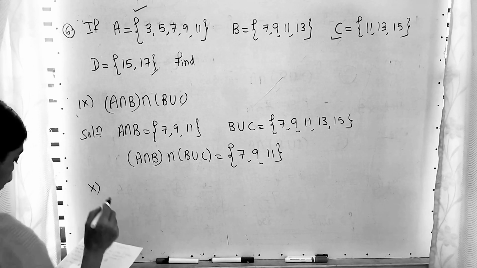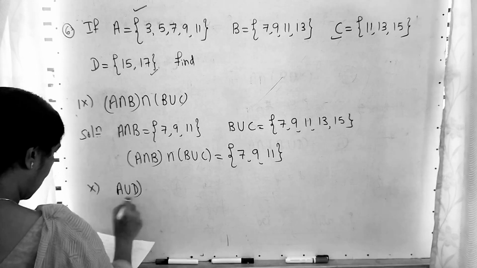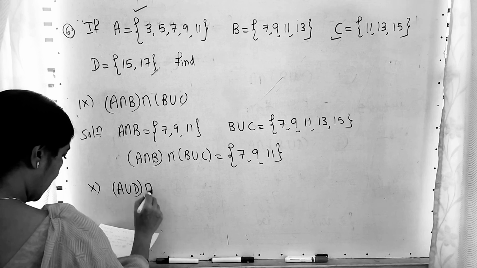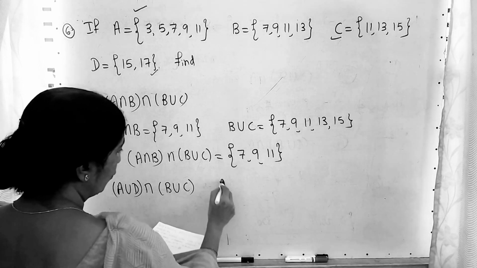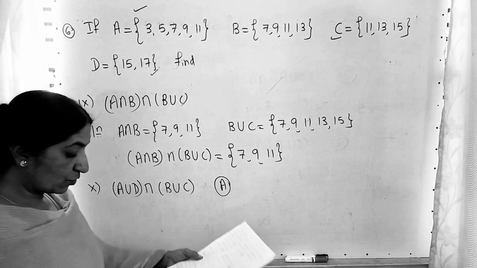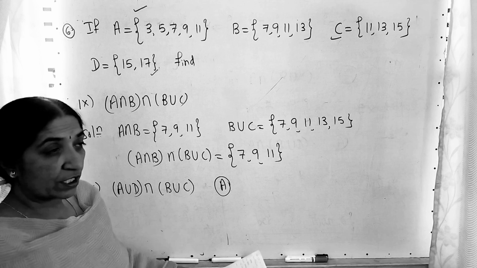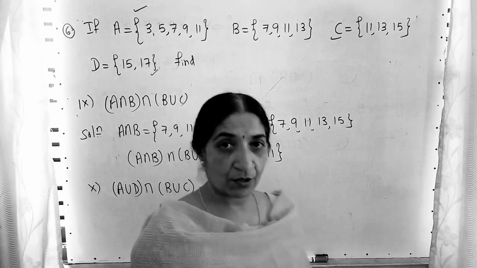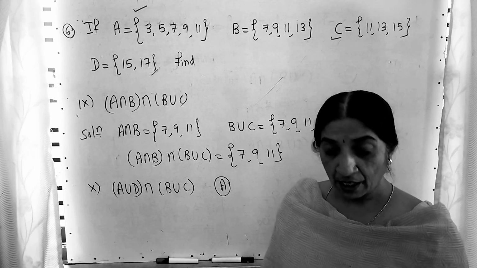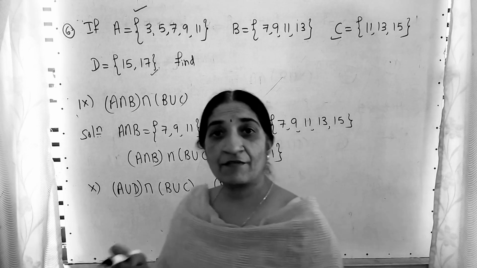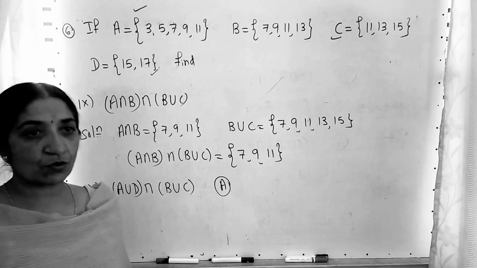Now moving to the 10th one. The 10th question is A union D intersection B union C. This question is an assignment. See, students, is it simple or what? Yes, the questions are very simple. There are 12 main questions. I solved 6 questions in this video. Understood? In the next video, I will give you the answers. Then I will move to the 7th main question. Okay.